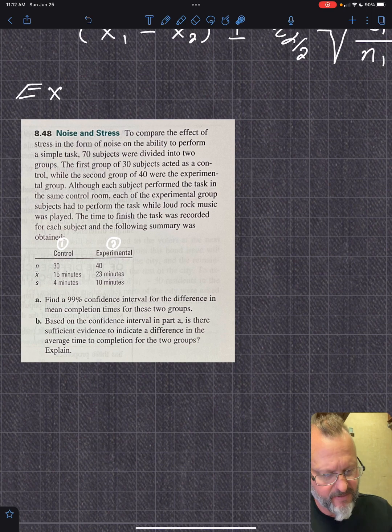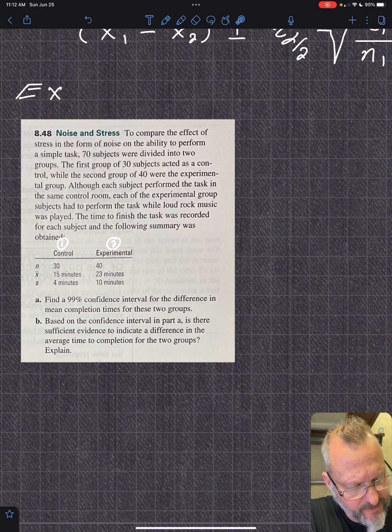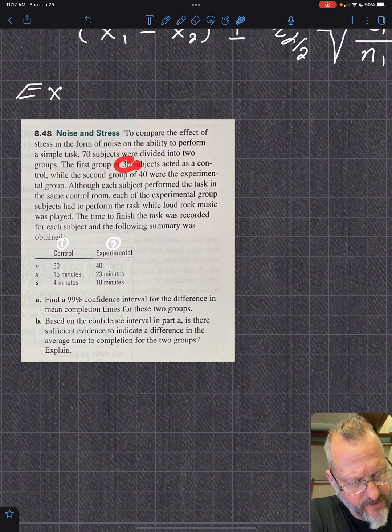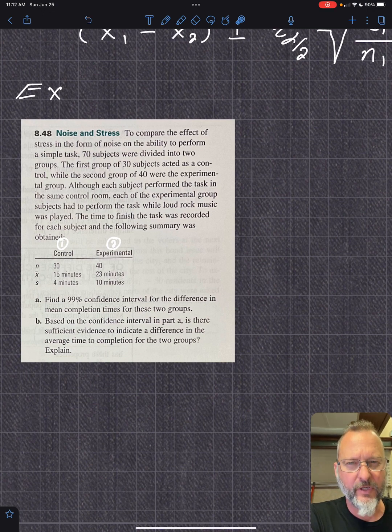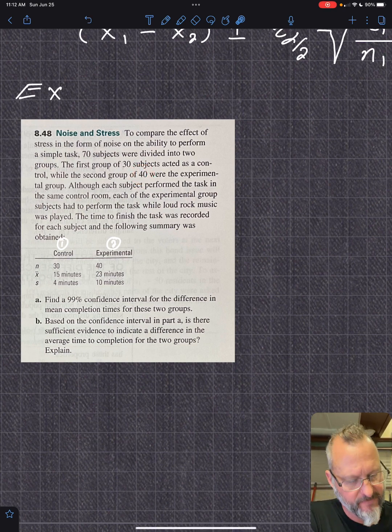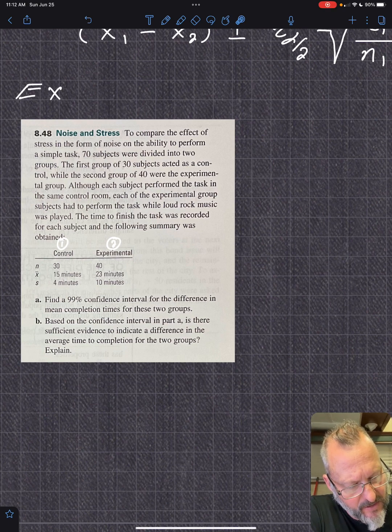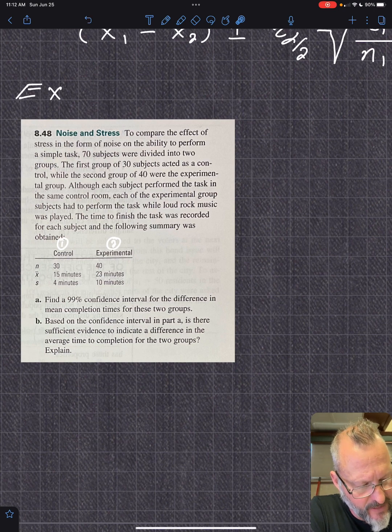To compare the effect of stress in the form of noise on ability to perform a task, 70 subjects were divided into 2 groups. The first group had 30 subjects, that's your N1, act as a control group, so there's no noise pumped in. Well, the second group had 40, right? It's a different N, greater than 30, but a different N. Perform the task in the same control room. Each experimental group subject to different loud rock music, which may or not be distracting to you, but that's what they're testing. The time to finish the task was recorded.